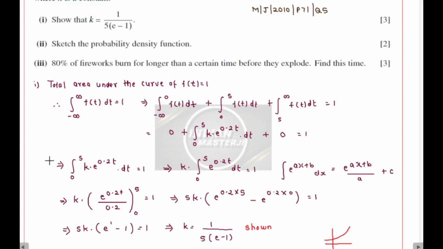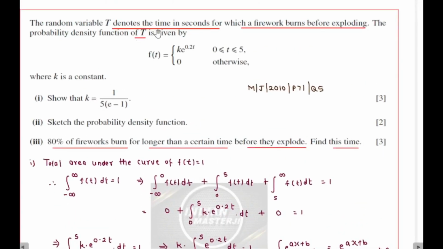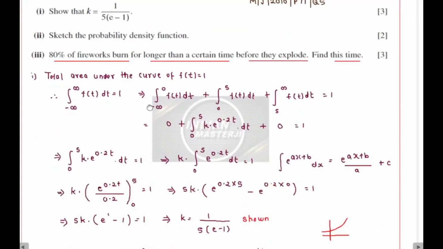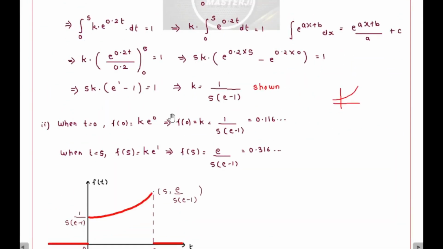What they are saying is that 80% of the fireworks burn for longer than a certain time before they explode, and they are asking for this particular time period. The f of t is also for the same thing: the fireworks burn for a certain interval of time before exploding. So they are asking for the time for which, or for greater than which, 80% of the fireworks burn before exploding. Let's try to solve that.